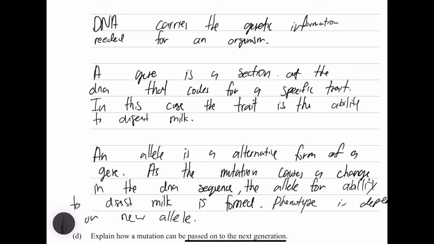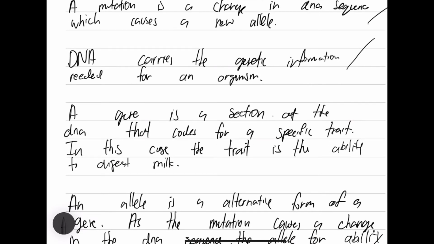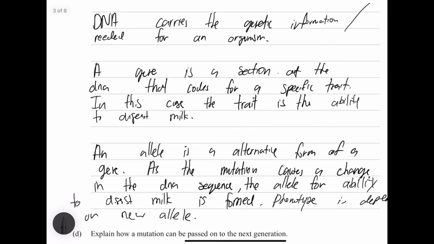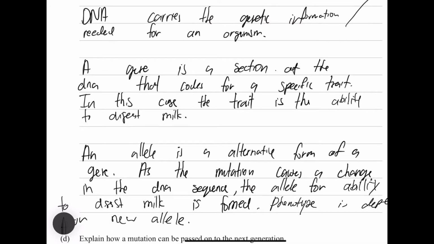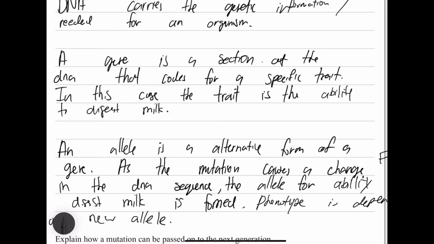There we have it. This question is done here. So first we just explained what a mutation is, then DNA, then we talked about the gene and the allele, and what the gene codes for the specific trait. And lastly, the last part of the question is describing the allele and how, in this case, it codes for the specific phenotype of digesting milk. And that will be an excellent question.